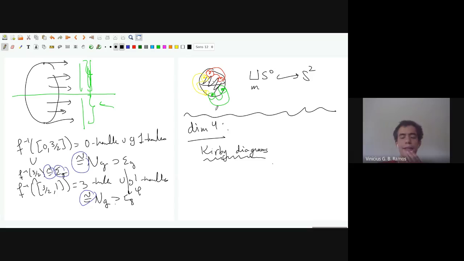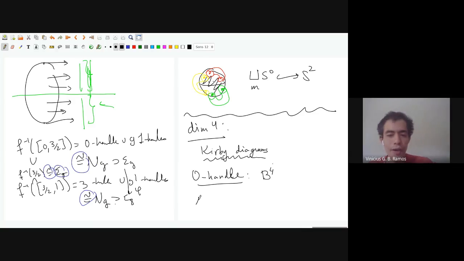So let's see how we attach handles. You start with a unique zero handle. So what's a zero handle? In dimension 4 it's just a B4. It's already starting to get a little hard to draw because we can't draw B4. But it doesn't matter, because what we need to do is just know how one handle is attached to it.